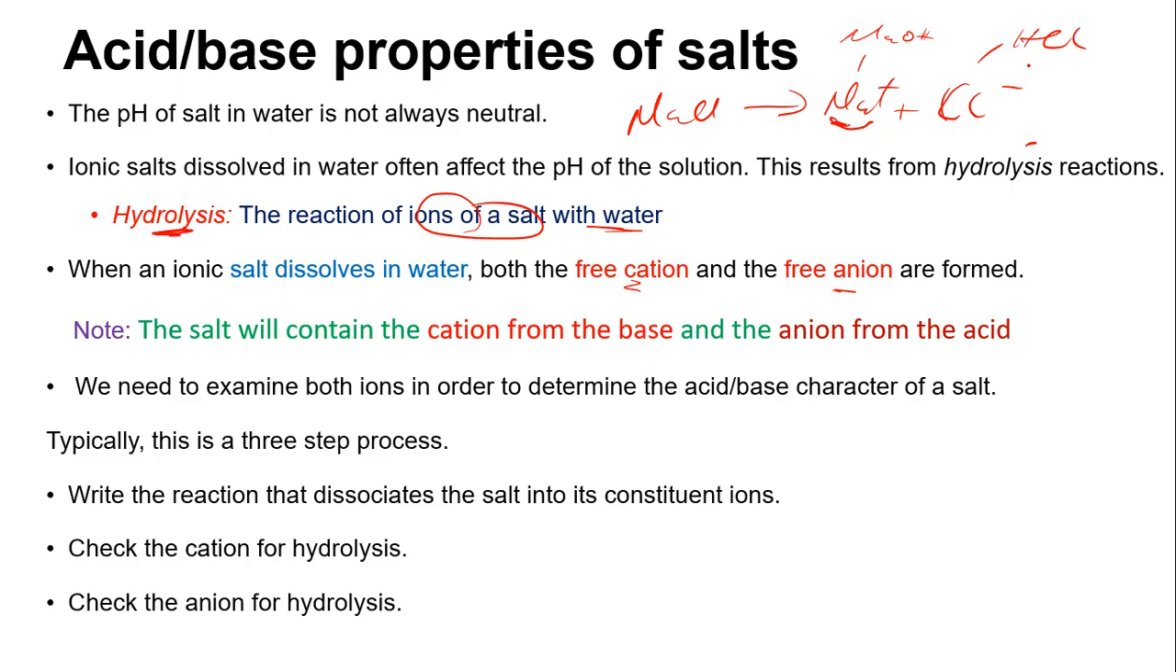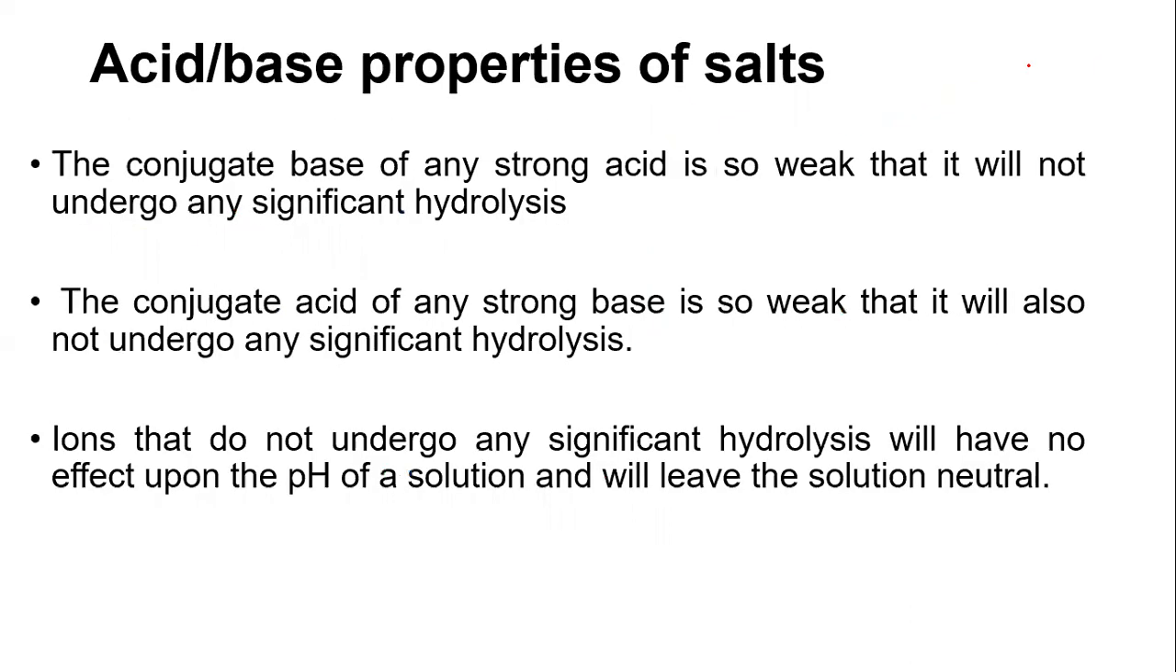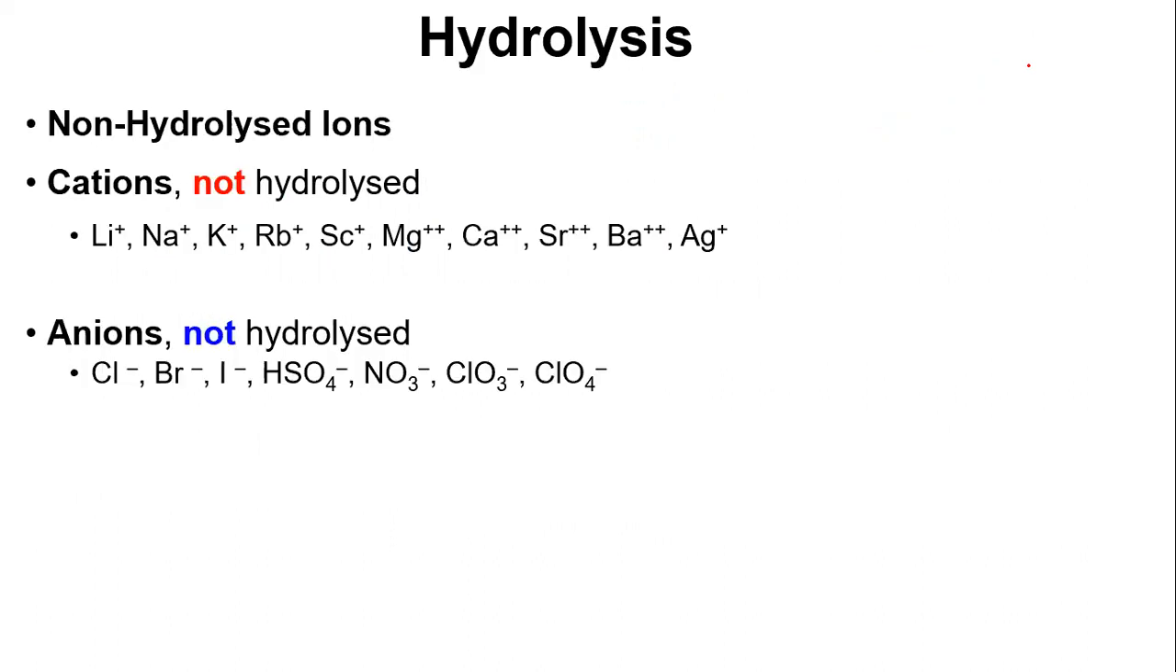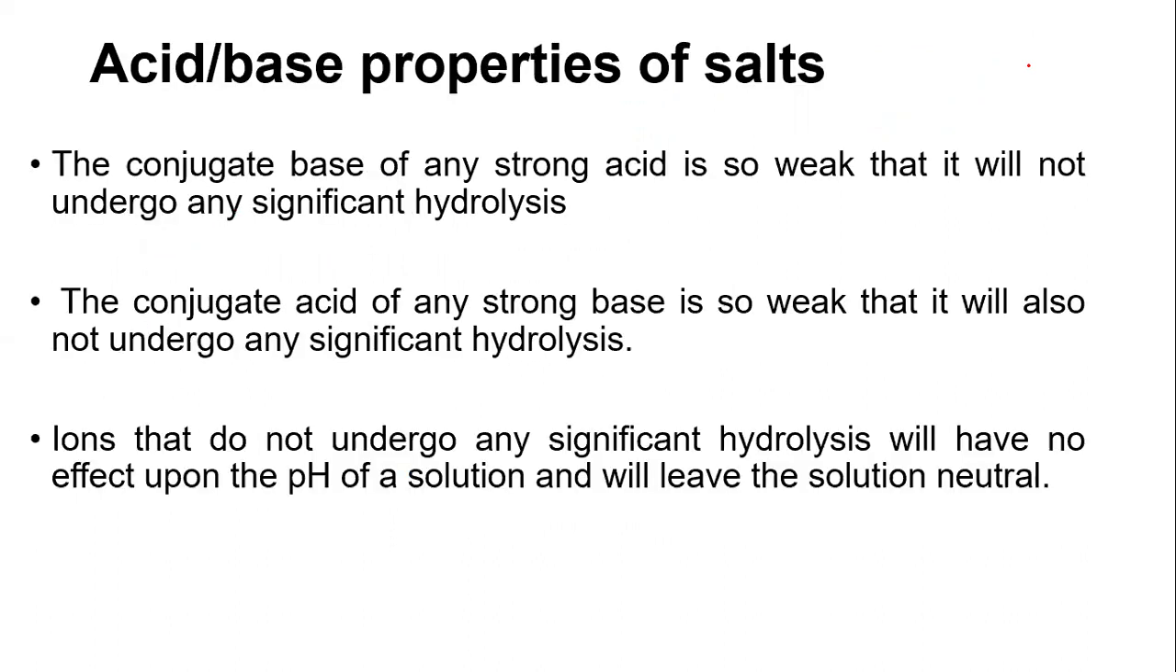We need to examine both ions in order to determine the acid-base character of a salt. Typically, this is a three-step process. We write the reaction that dissociates the salt into its constituents. Then we check for the cation hydrolysis. We check for the anion hydrolysis. There are some things that we have to pay attention to, and these will guide us through the discussion of this subtopic.